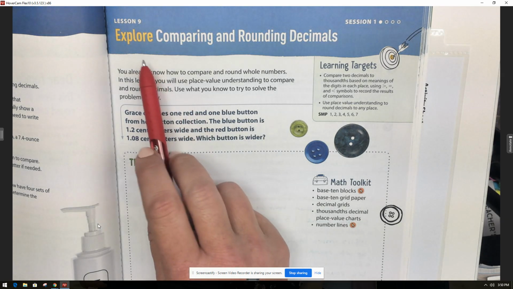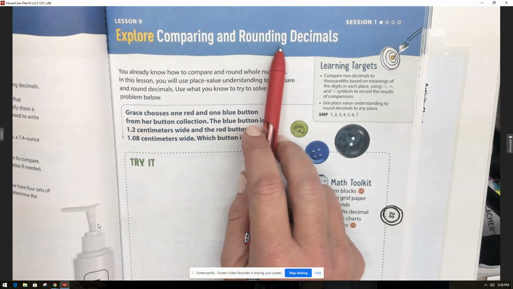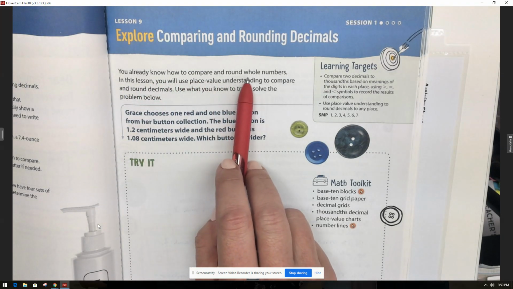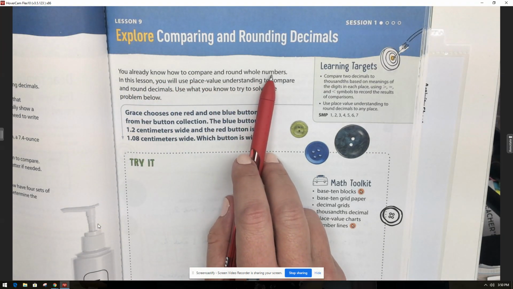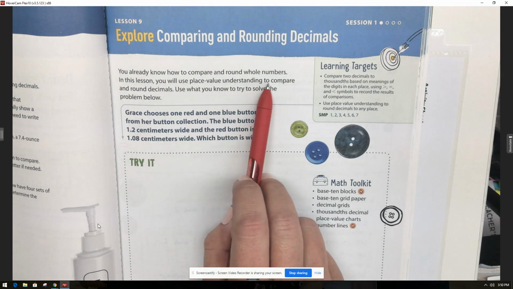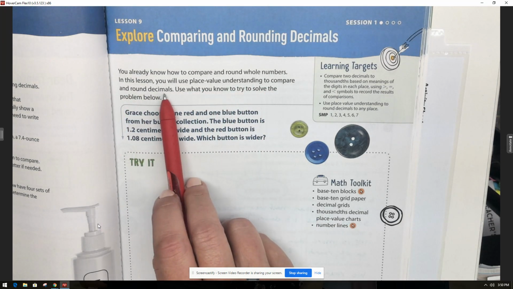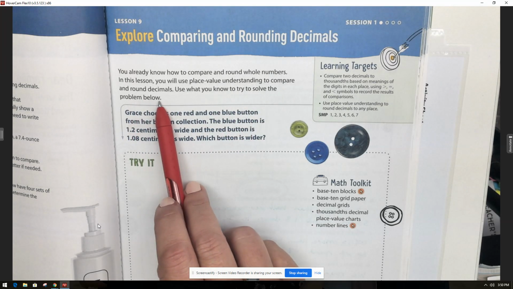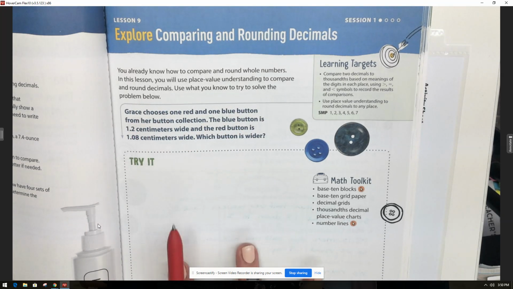Okay, so today we're going to be exploring comparing and rounding decimals. You already know how to compare and round whole numbers. You did that in 4th grade. In this lesson, you will use place value understanding to compare and round decimals. Use what you know to try and solve the problem below. So I'm going to help you get started.